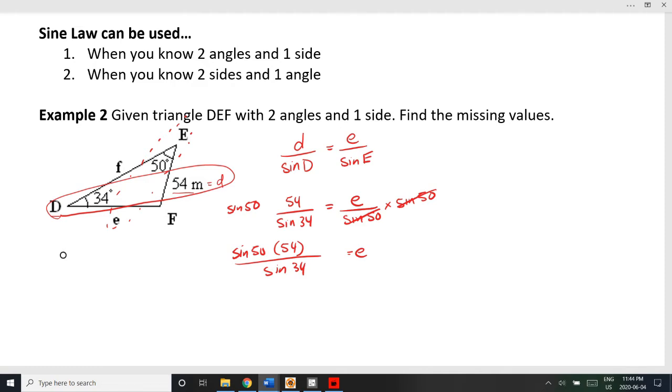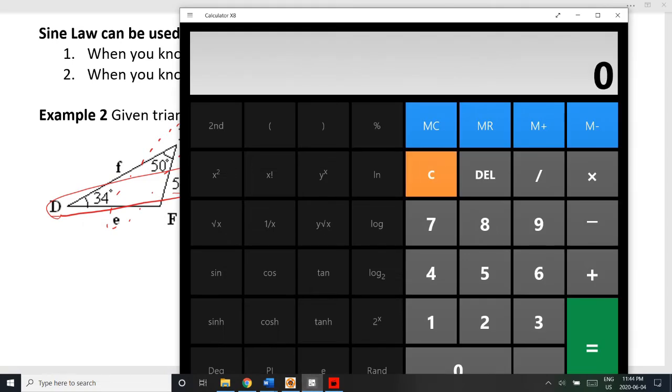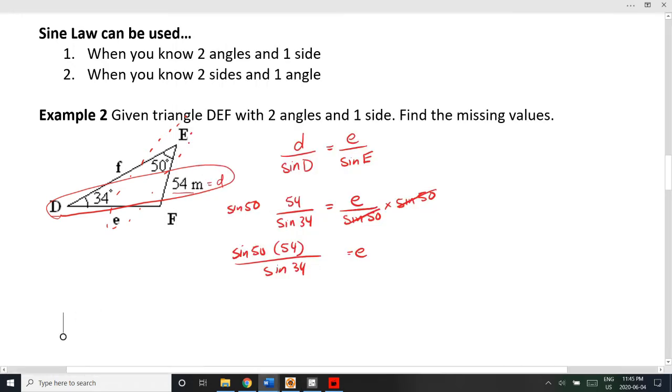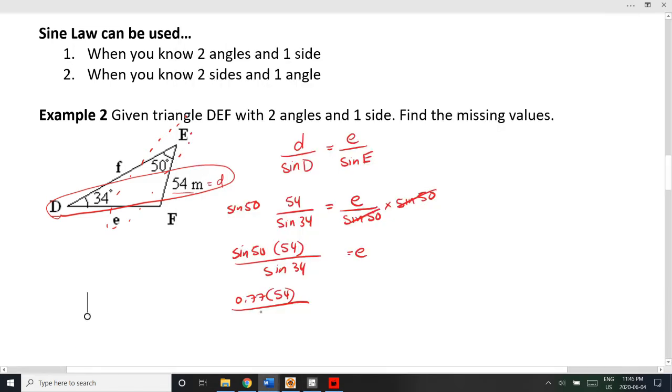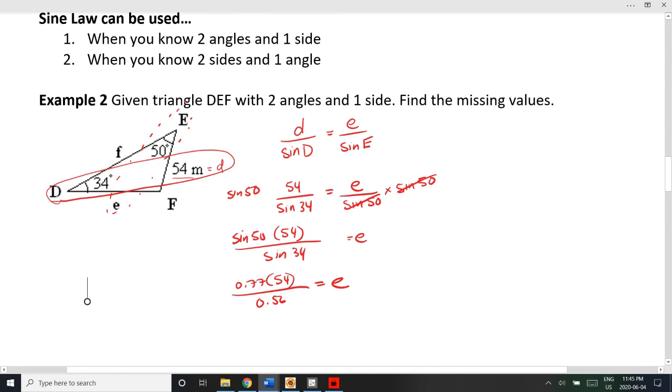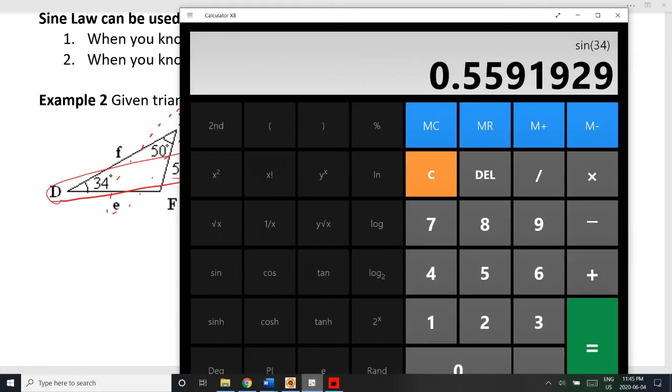Let's see what sine 50 is. So sine 50 is equal to 0.76, so we can say 0.77, times 54, all divided by sine 34. Let's figure out what that is. So sine 34 is equal to 0.55 or 0.56, is equal to E, and now we just have to multiply and divide these values here. So let's multiply 0.77 times 54 divided by 0.56. I'm just going to do it all on my calculator here.